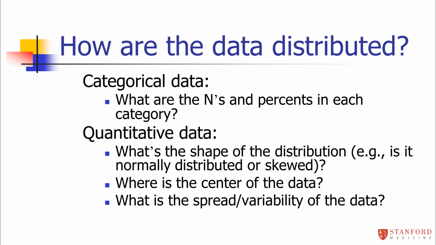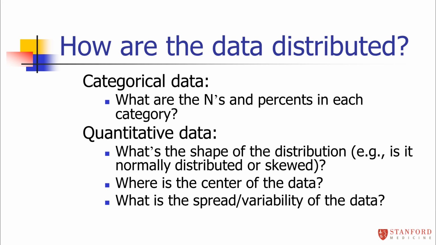The other thing you're looking for when you're graphing the data is just to describe how the data are distributed. So for categorical data, you want to pick up information like what are the ends, the numbers and percents in each of the different categories. And for quantitative data, you're going to be asking questions like, what's the shape of the distribution? Do I have a bell curve or skewed distribution? Those are some of the things we're going to be talking about in this module.